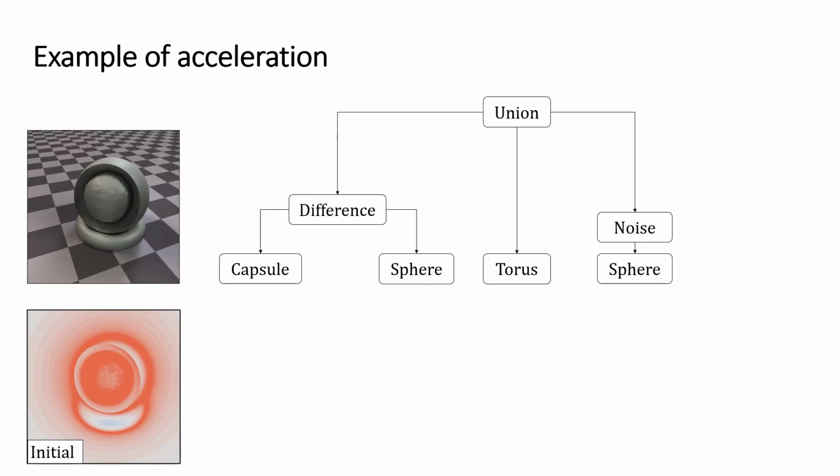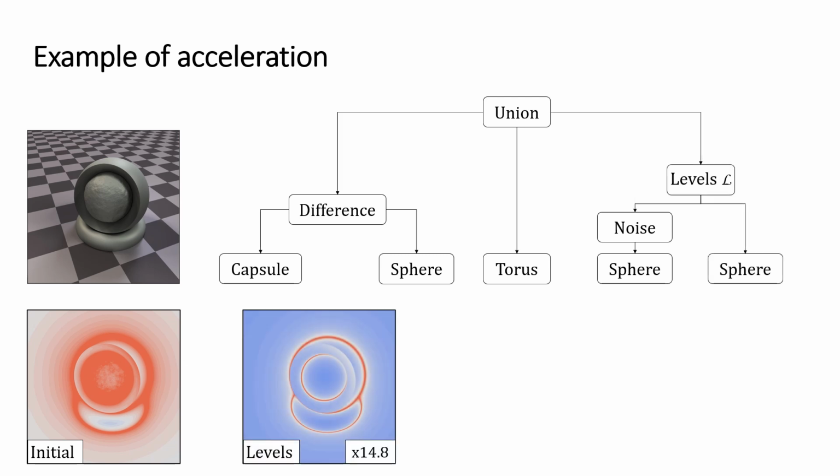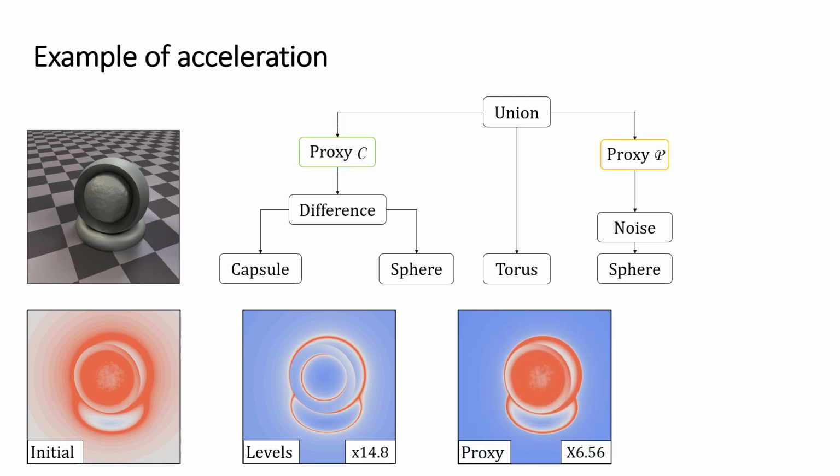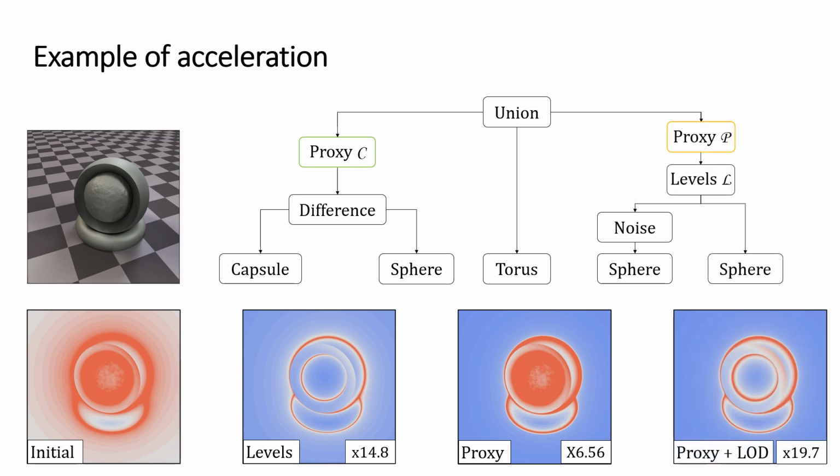Now I will explain the modification of the construction tree with the addition of our new nodes. First, we start with an unoptimized tree. Then, we present the results using levels of detail, which simplify the evaluation of the noise function. The second example demonstrates the use of a proxy, which limits the evaluation to the area around the object. Finally, we show an optimization that combines both proxy and load nodes, resulting in an acceleration of nearly 20 times compared to the initial scene.